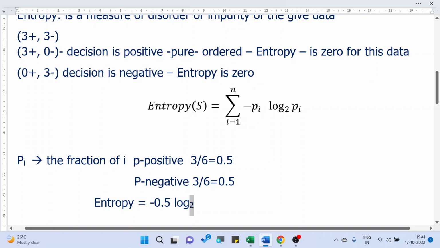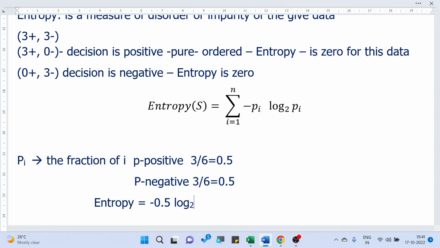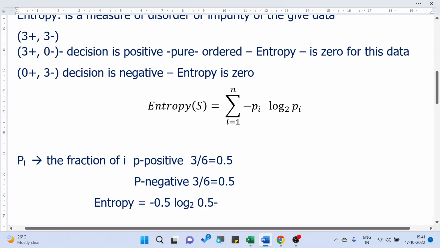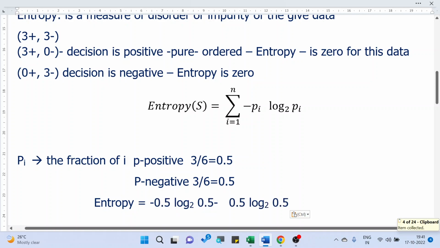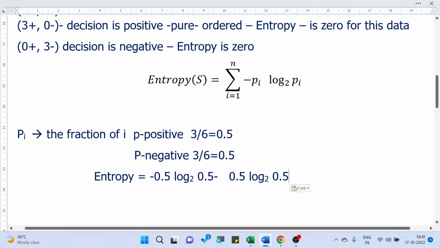Be careful, by default in our calculators we get logarithm base 10, but here in entropy calculations we will be using logarithm base 2. So, you have to be careful when you are doing the problem. Minus P positive into log 2 of 0.5, minus P negative into log 2 of P negative, again the same value. So, this is how we calculate the entropy.